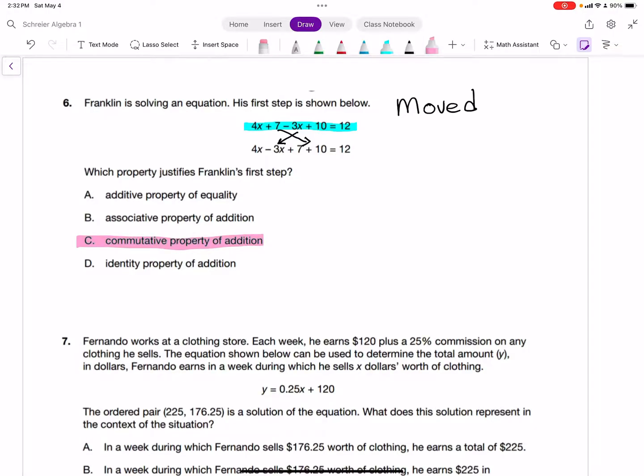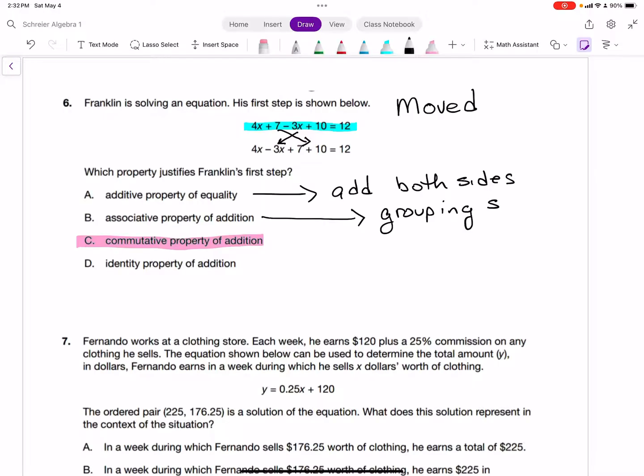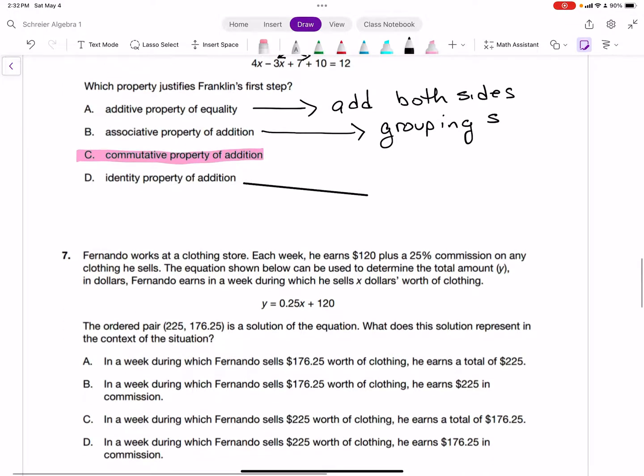And then just when we're looking at the other properties, so that you know, the additive property is when you add the same thing to both sides of an equation. The associative property is when you have different groupings or parentheses. And then the identity property is when something times 1 equals itself. So let's look at example number 7.